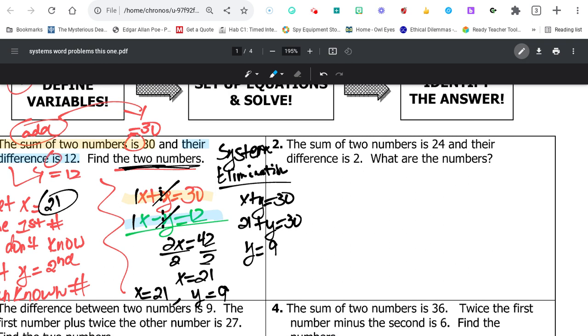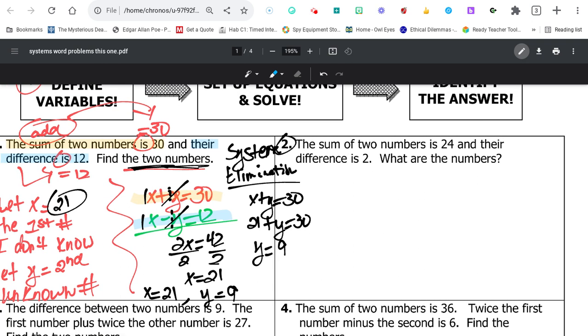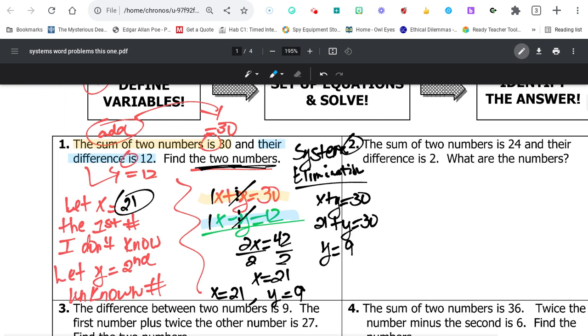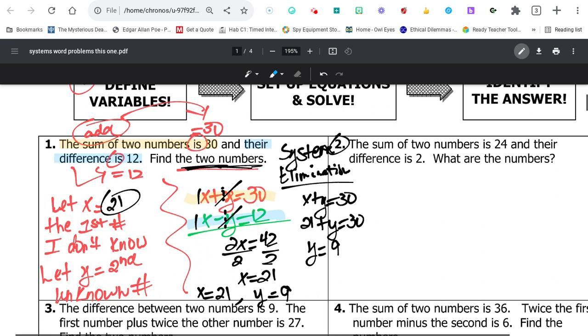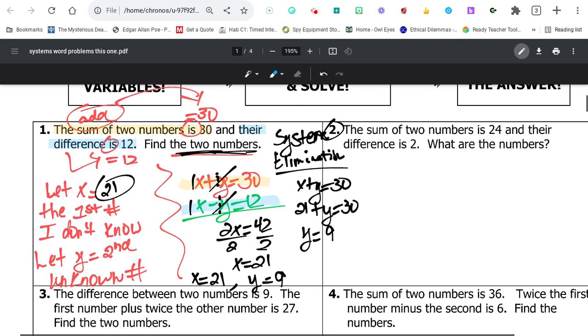All right, let's take a look at 2. Oh, I want you to pause the video and you try 2 because 2 looks just like number 1. You pause the video and you try 2. All right, this is what you should have gotten.